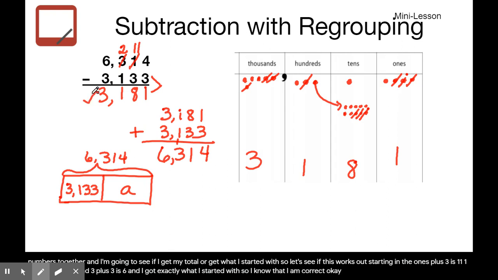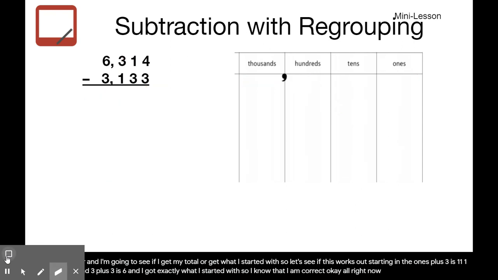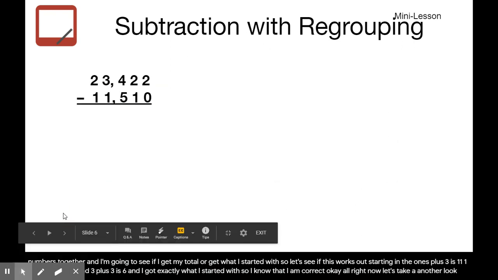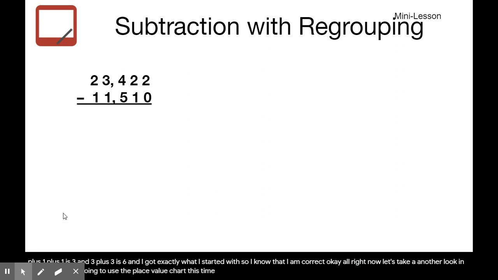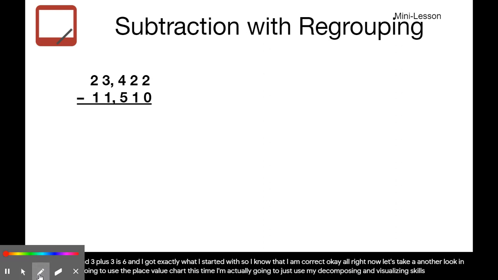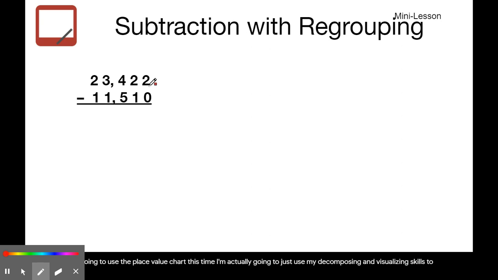Okay. All right. Now, let's take another look. And this time, I'm not going to use the place value chart. This time, I'm actually going to just use my decomposing and visualizing skills to decompose. So I always start in the ones column. And 2 minus 0 is 2.